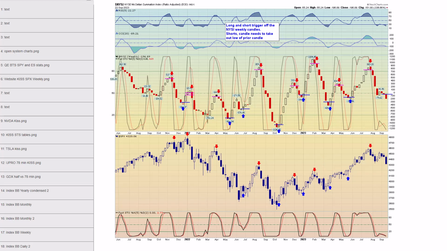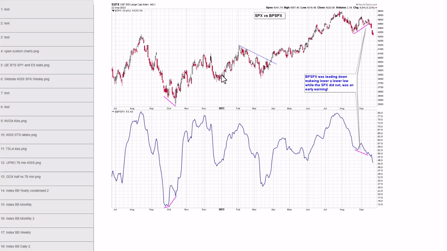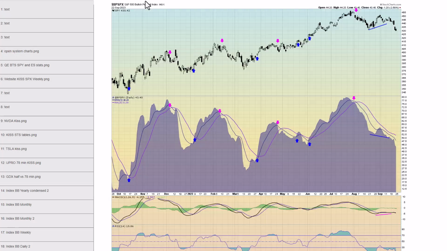Chart 54, here's the S&P versus the BPSPX. Remember, the BPS was leading down, making a lower high. I warned about this over a week ago, and lo and behold, it played out and pulled the market down. Remember, this tends to lead. This was a warning. Now, we also have this as a system, BPSPX, via the crosses of these moving averages.